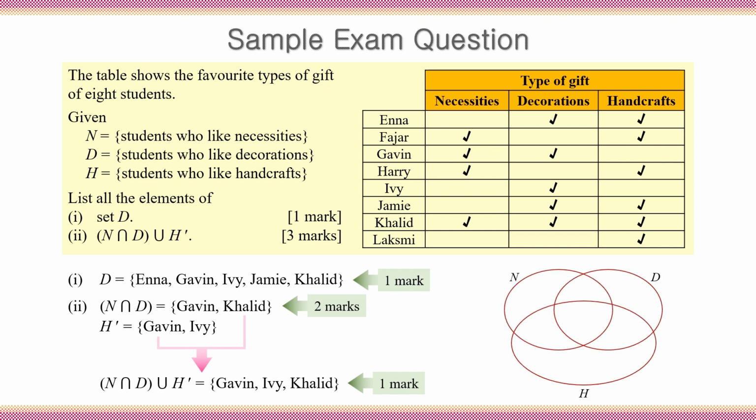You can also draw a Venn diagram to show sets N, D, and H. Fill all the names in. Identify the intersection of sets N and D. Then the union with the complement of set H. Just don't forget to list the elements down using set notation.